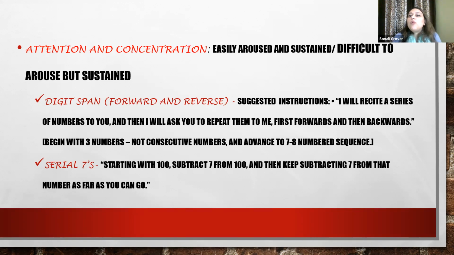So this will help you know more about the client. How much are they able to do? Serial sevens: starting with 100, subtract 7 from 100, then keep subtracting 7 from that. This will help you to know what kind of level of concentration and attention they have, and what is their speed. This basically assesses the person's working memory. If they are not attentive, if they do not have enough concentration, they will have difficulties doing this. So this could be an activity that you could do with them, just to see what is their level of attention.